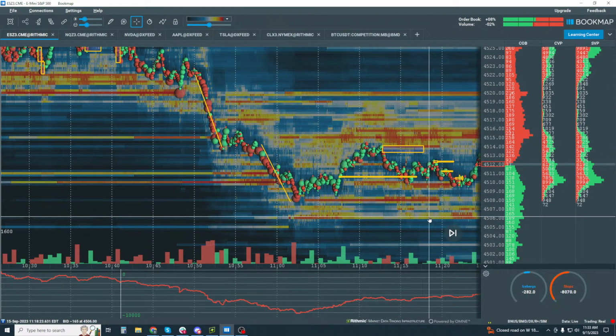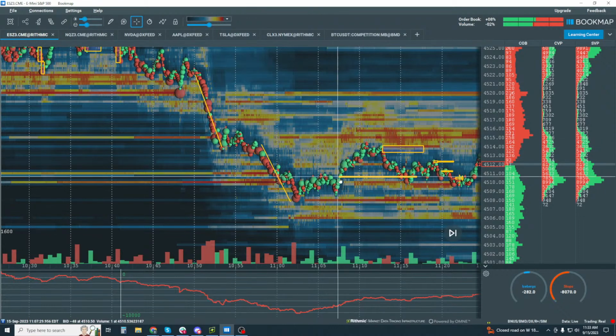Okay, but we didn't get that. We didn't get a low volume pullback. We got volume on the pullback, and we got 100% retracement of the move. Okay, so let's go through our list again.